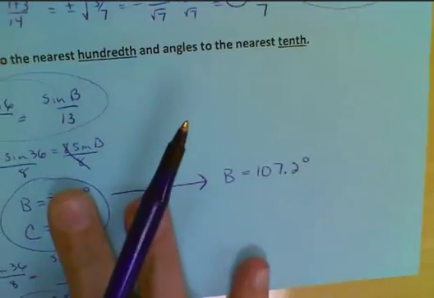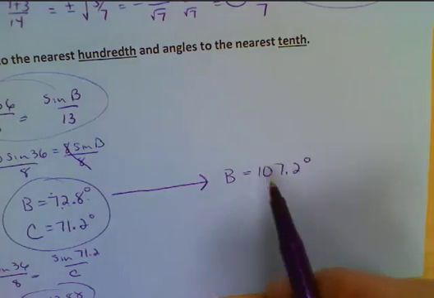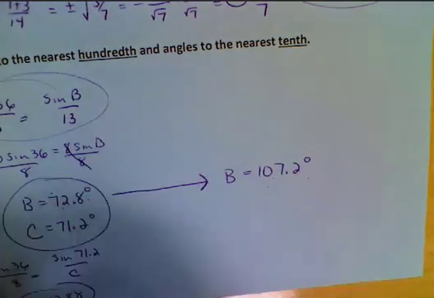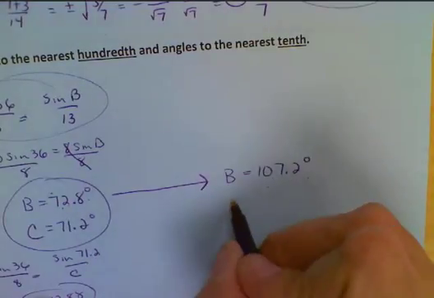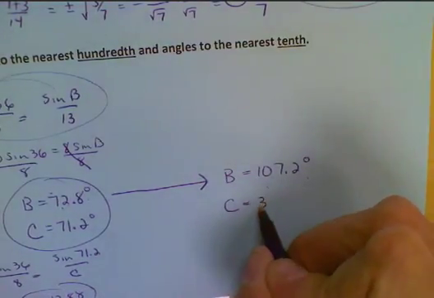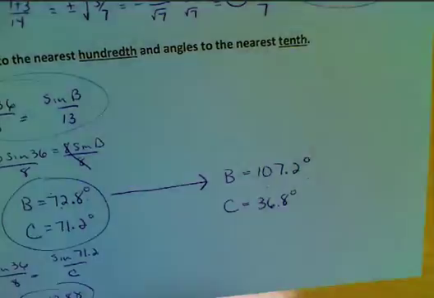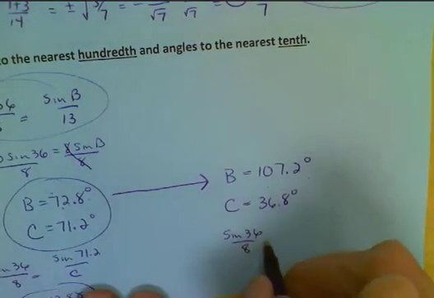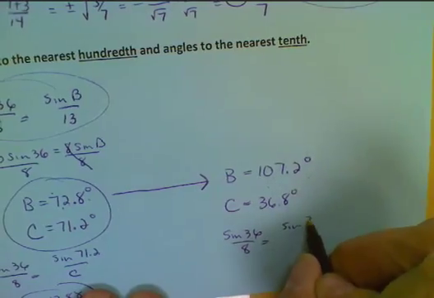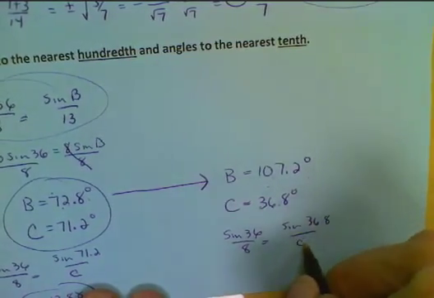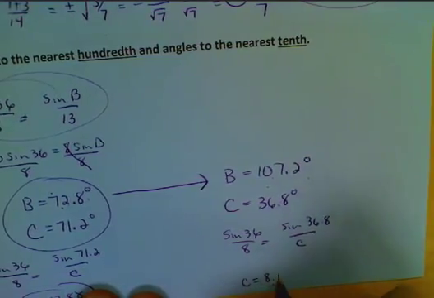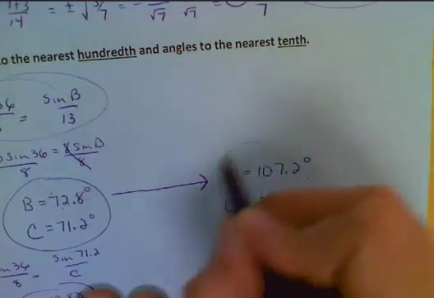All right, now I go to the second possible solution and say, okay, what if B were 107.2? If I take 107.2, add it to the 36 that I had, and subtract from 180, I get C would be 36.8 degrees. And that works. So then again, I set up sine of 36 is to 8 as the sine of this angle C is to side C. Cross multiply, and I get C is 8.15. So this one does have two solutions.